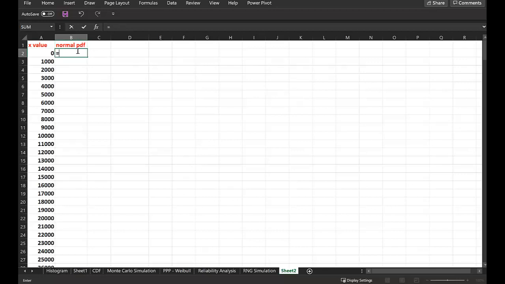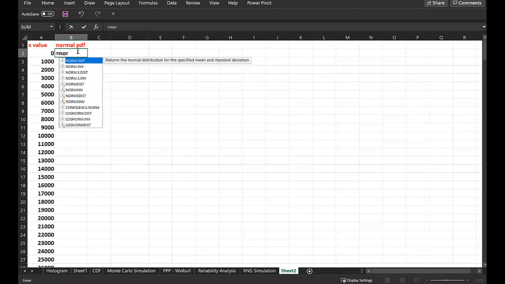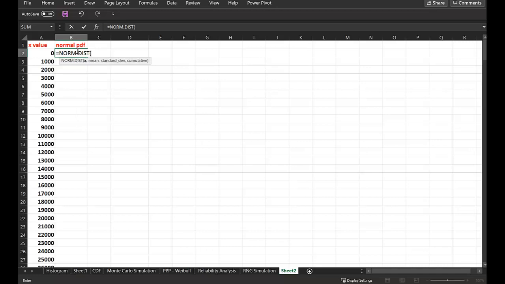So in Excel we have a function NORM.DIST. This gives me the function, then I have to press the tab key, and then it is asking for the X value. So let's say X value is this, and we know the mean is 60,000 and the standard deviation is 8,000, and it is asking, do you want cumulative or probability mass function? Let's plot the probability mass function, and then I have to press the enter key.